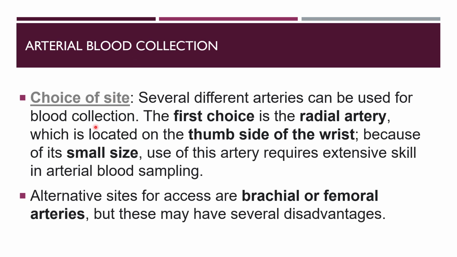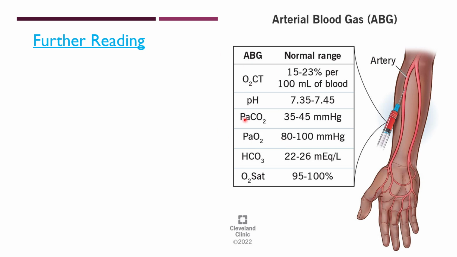Now, what is the choice of site? There are various sites for arterial blood collection, but the first choice is the radial artery. The second choice can be the brachial or femoral arteries. All these tests can be done in arterial blood gases. Our syllabus does not emphasize arterial blood collection much, because in paramedical practice you will not encounter this test very often.